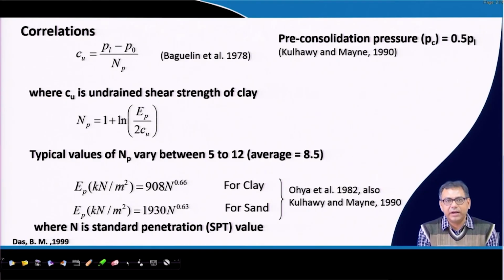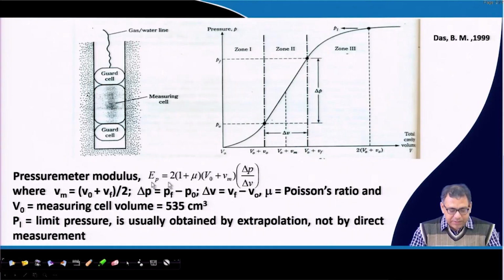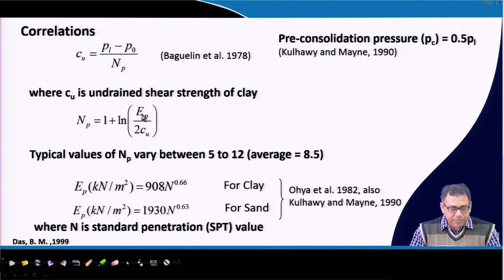Once you get this EP and PL, P0, PF, then again we have to use these values in correlations to get the soil properties. I can get the undrained shear strength or the cohesion, and that expression is PL minus P0 divided by NP. PL and P0 I have already discussed, and this NP I will get by using this equation, and EP I will get from this equation and put it here. But in that case, there will be a Cu in both places, so by trial and error I can get the Cu value.